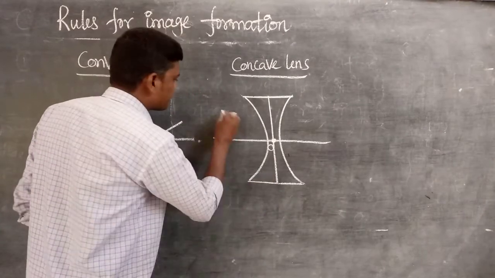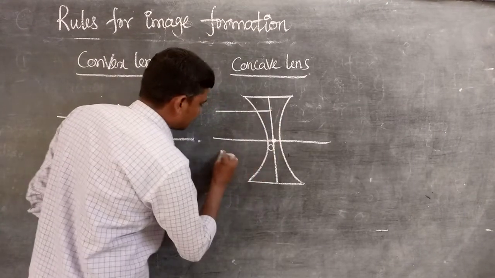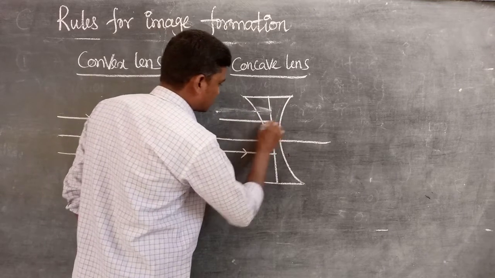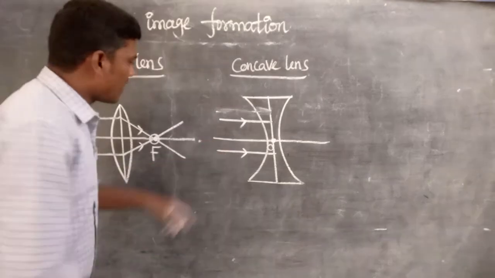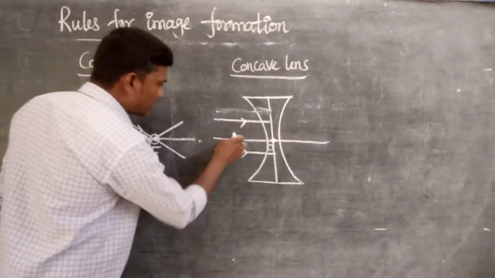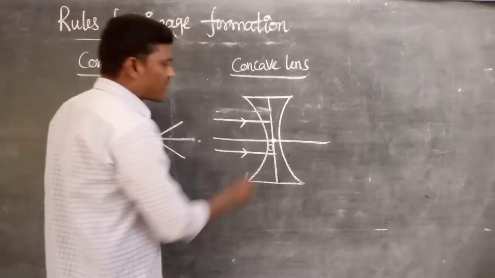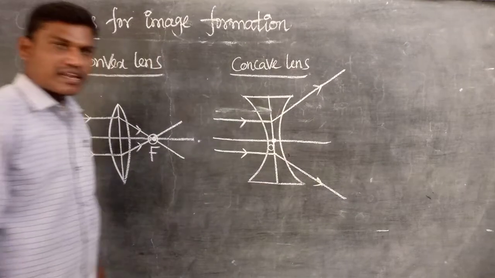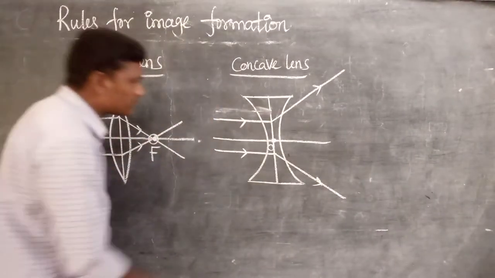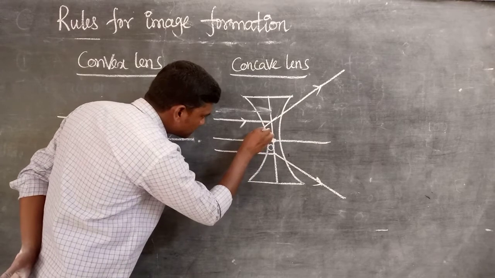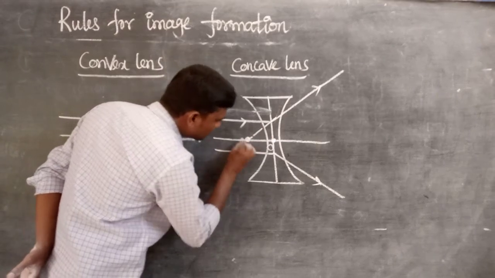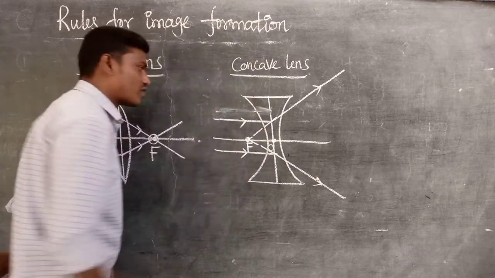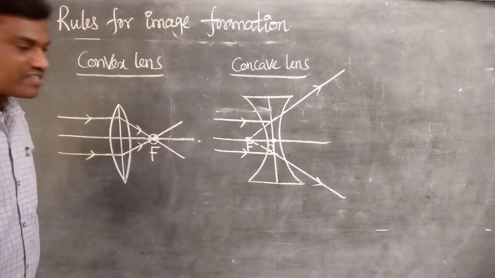Here is also the next. Incident rays are parallel to the principal axis. After the refraction, we know that it is going like this. In our previous video, I clearly explained this also. This ray is produced backward to the focus. That's why you are observing that.